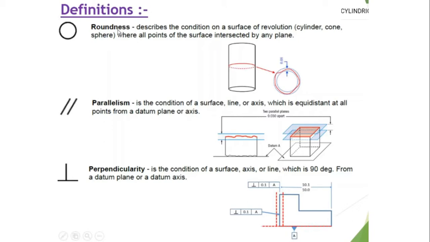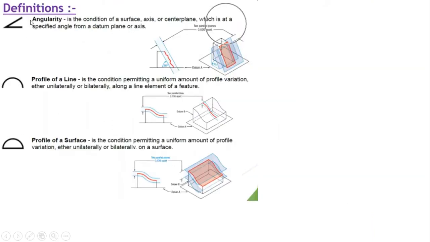So perpendicularity, with respect to face and edge, we do consider. As you can see here, it is the condition of the surface, axis or a line which is 90 degrees to a datum plane or datum axis. Angularity shows the angle. It is the condition of a surface, axis or center plane at the specified angle to a datum. So any edge, if it is falling under the tolerance region and has the same angle value everywhere, we consider it as angularity.